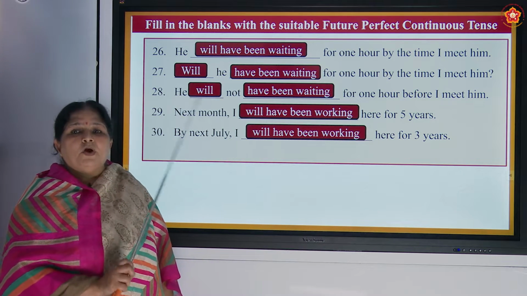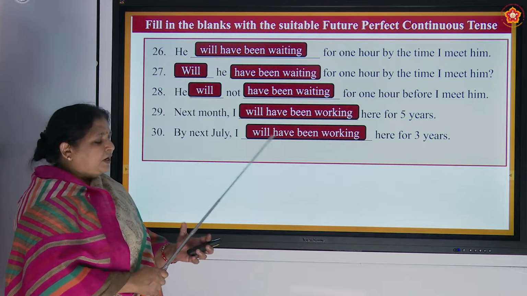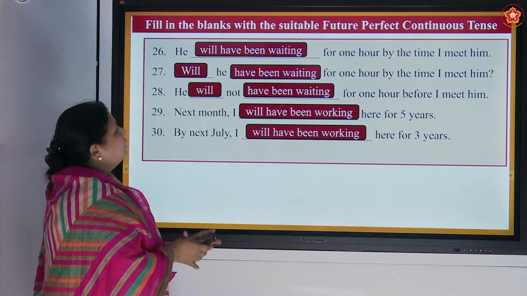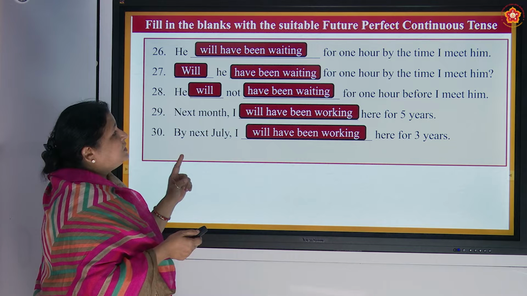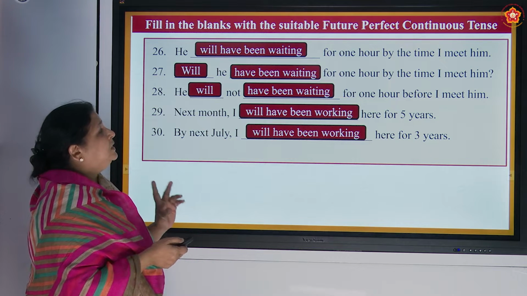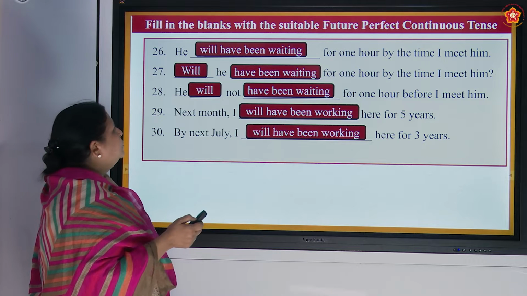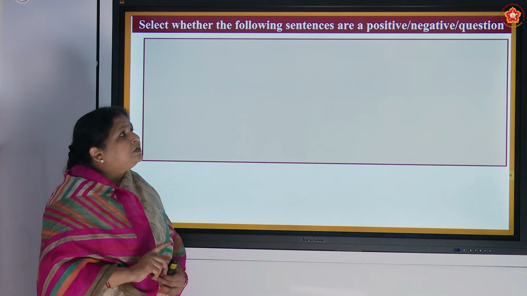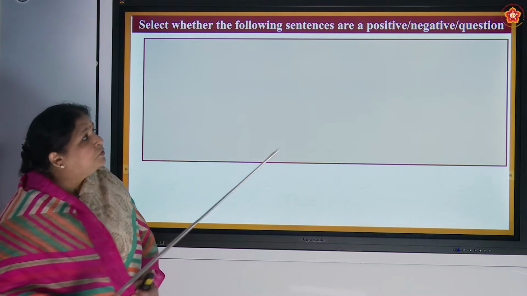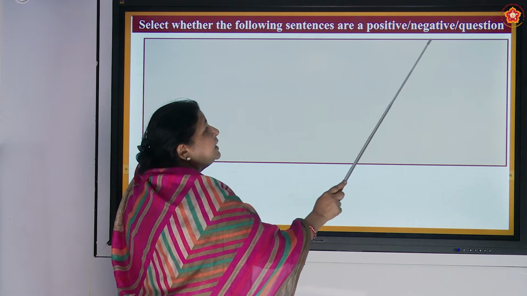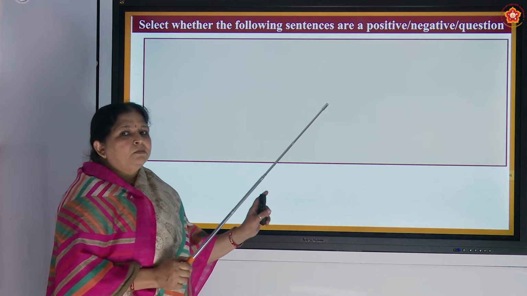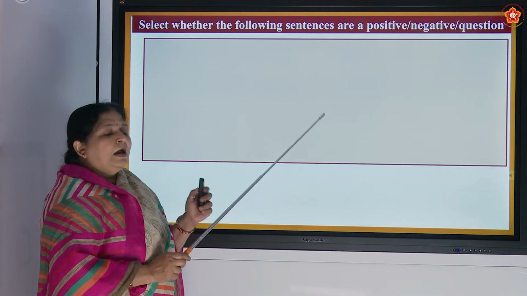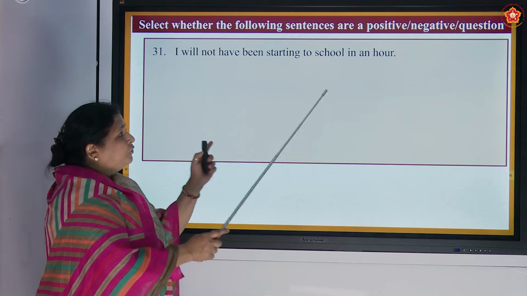Okay. Now, how many of you have got full correct? Very good. So, you need a clap. Okay. So, let us clap for you, all of you. Very good. Okay. So, all these are correct for you. Very good. So, now let us see. Select whether the following sentences are positive, negative or question. Now, you have to say whether the sentences are positive, negative and questions. Now, go to the side column and see the structural formula for positive, negative and question forms. Okay? And be thorough and see that you follow that.